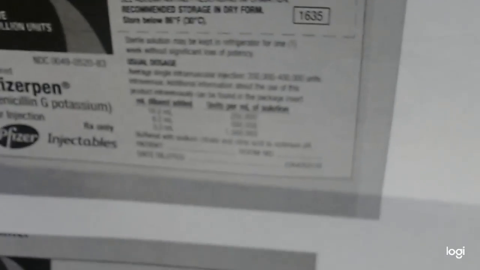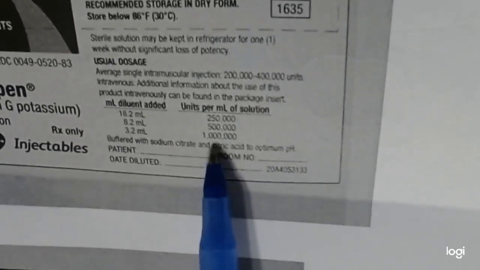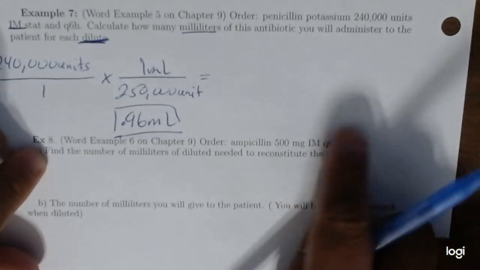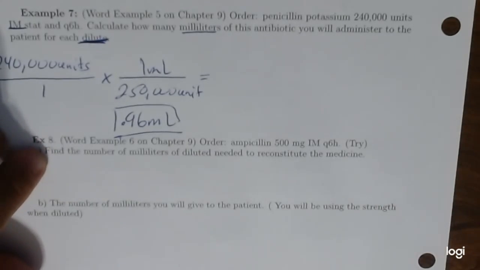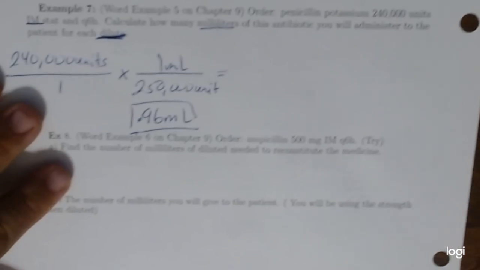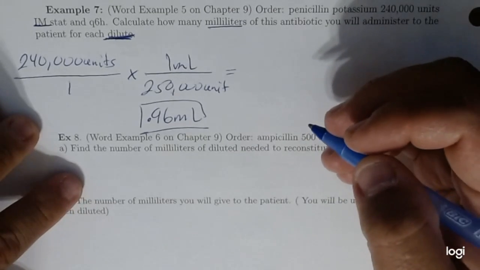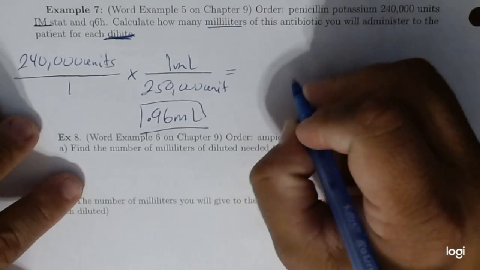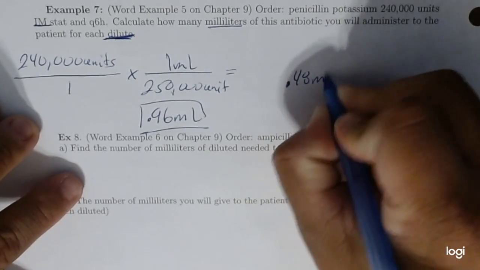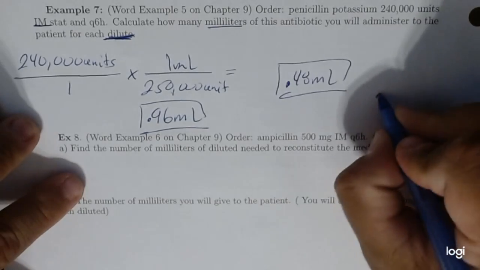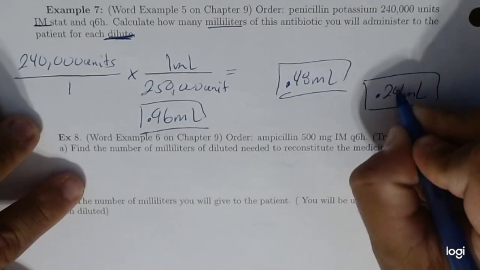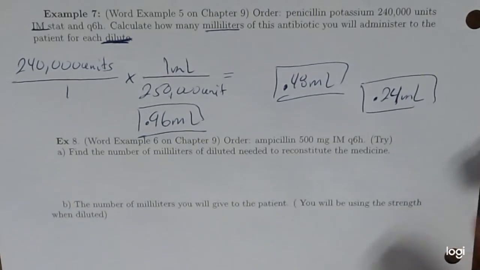The last one is going to be for the million. So go ahead and do that 2 more times, once for the 500,000 and once for the million. What is going to be the milliliters administered there? 3, 2, 1, pause. Hopefully you guys got it. For the strength of 500,000 units per milliliter, you should get 0.48 milliliters you can administer. And for the million, you should get 0.24 milliliters. Hopefully you guys got those respectively.